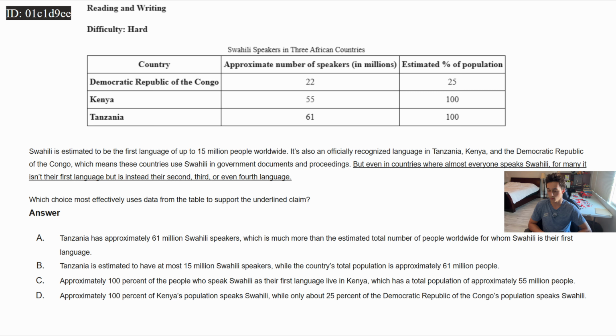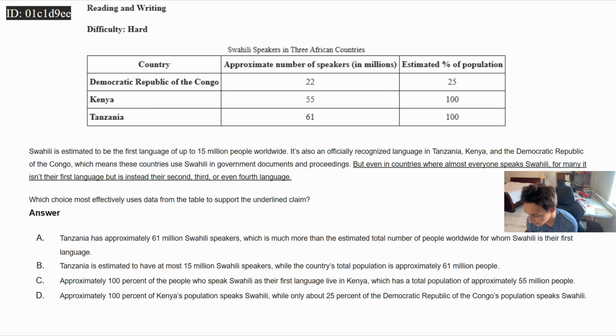So in this one, you see that they underline something. They already highlighted it for you, right? They made it easy for you. So the question wants us to use data from the table to support the underlined claim. We have to support the claim that Swahili wasn't most countries' first language.